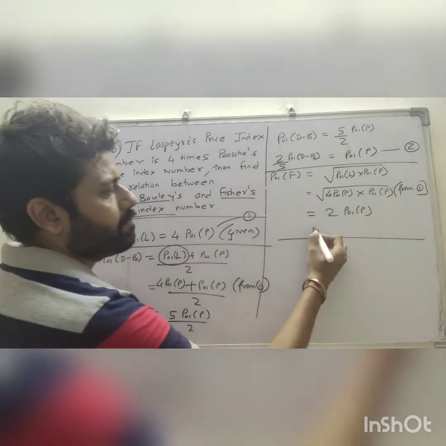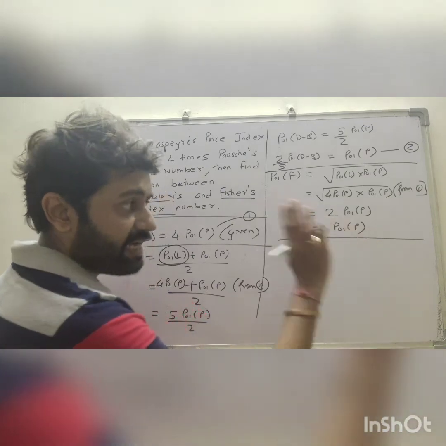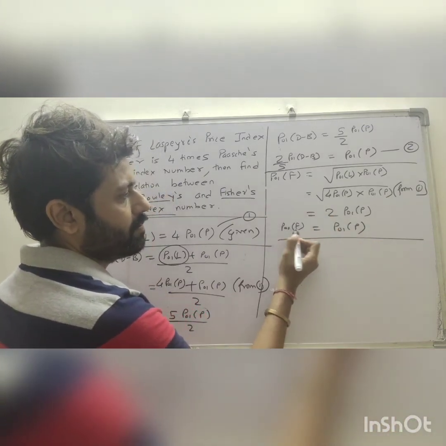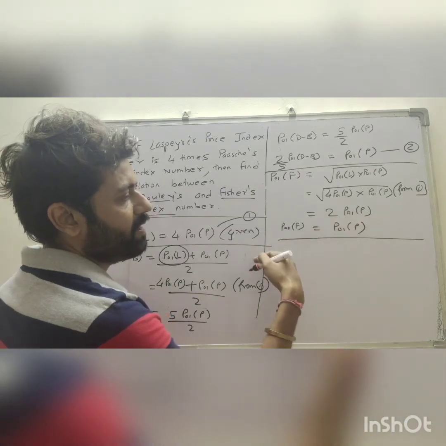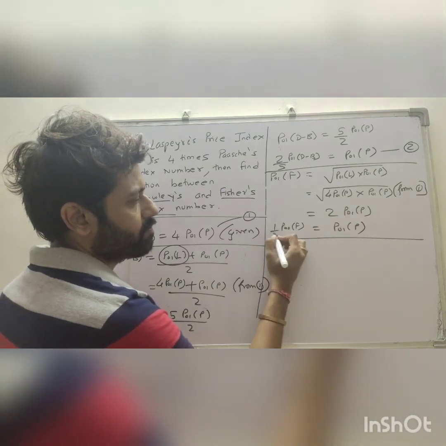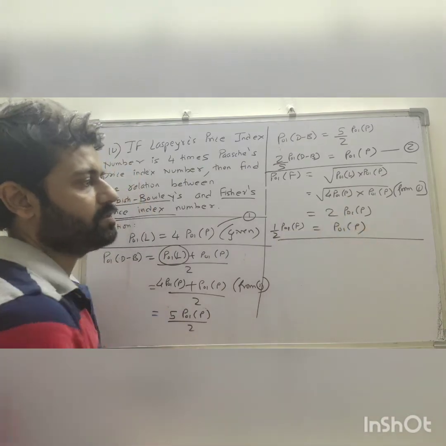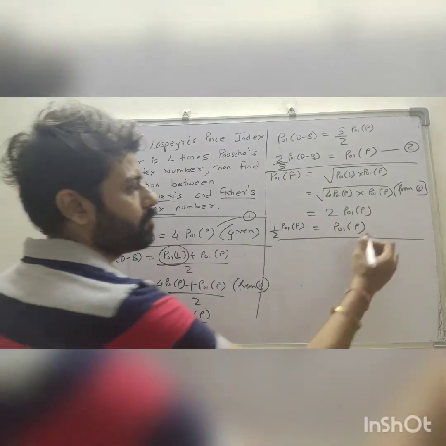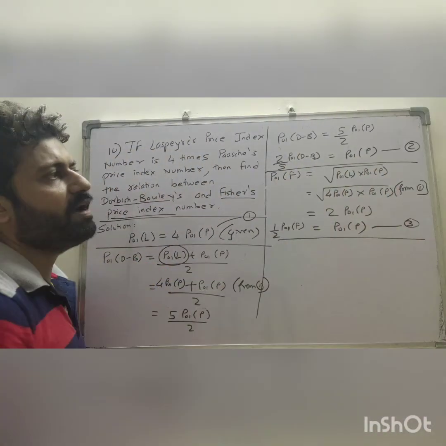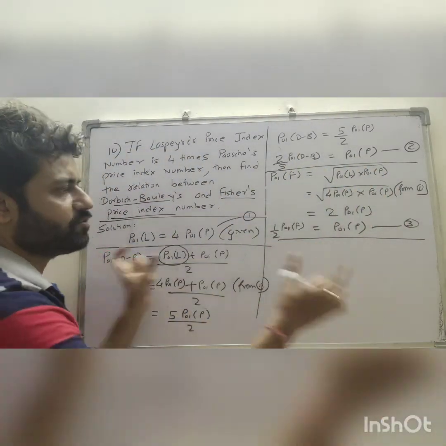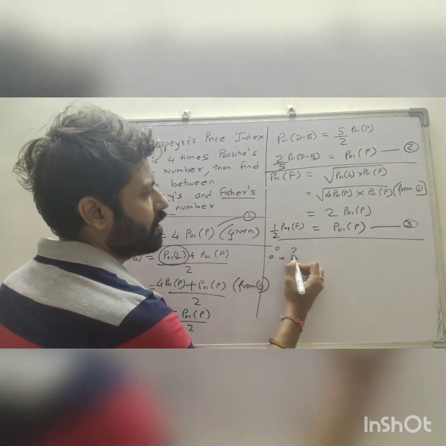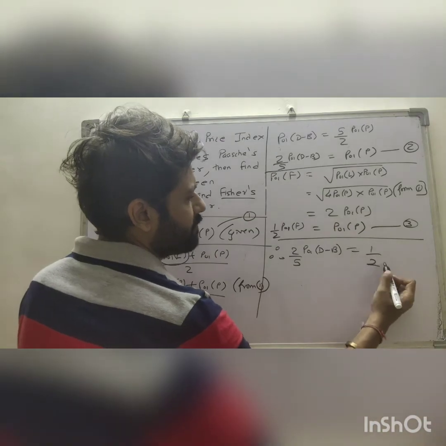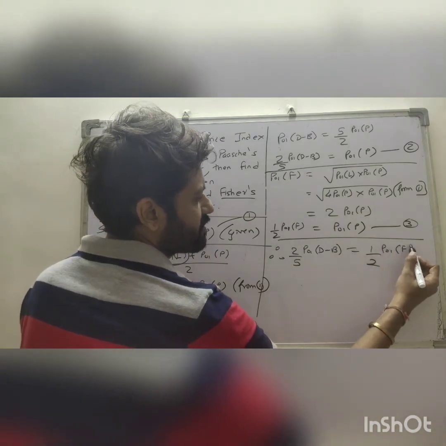Here also I am doing the same. I am keeping Paasche's there only, and this 2 is transferred in the denominator because it is in multiplication. You can write half also, or if you want you can write upon 2 also. This is also the value of Paasche's, this is also the value of Paasche's, so we can compare. Therefore 2 upon 5 times Drobisch-Bowley is equal to 1 upon 2 times Fisher's.